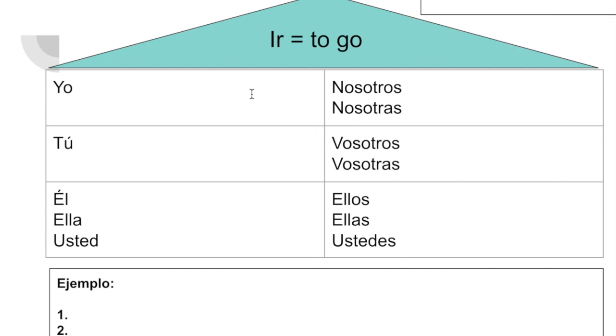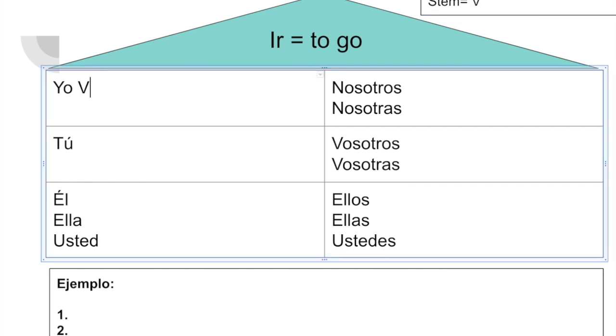Y empezamos con, we start with ir. Ir means to go. And ir, it is a totally irregular verb, so the stem changes. And the stem becomes V. Okay? So yo, I, voy, yo voy, I go.